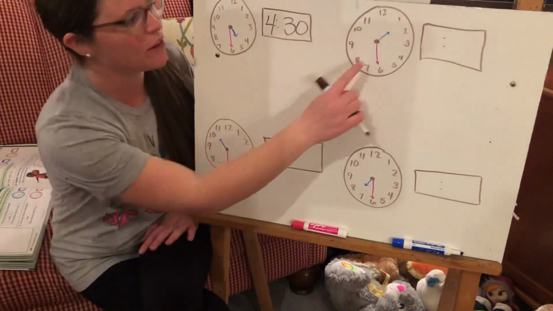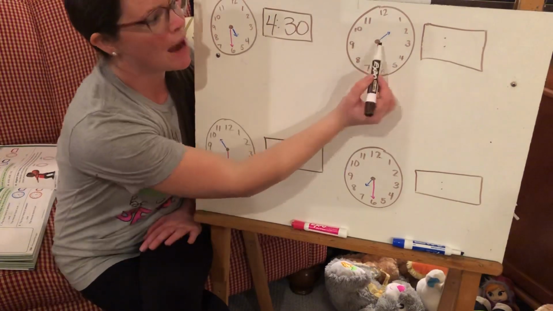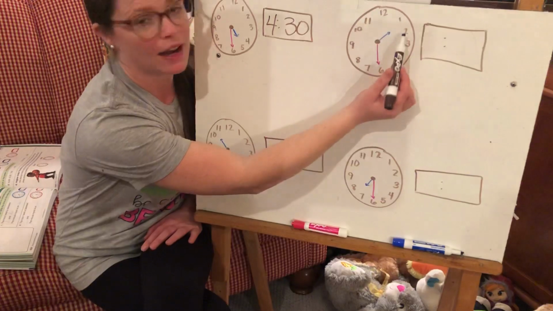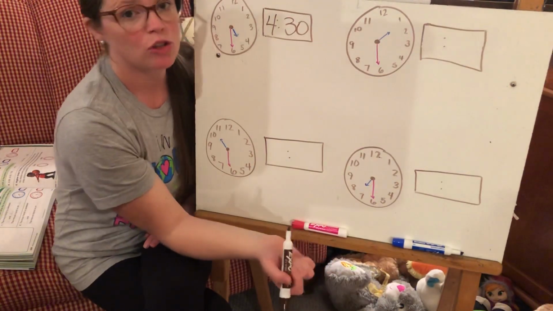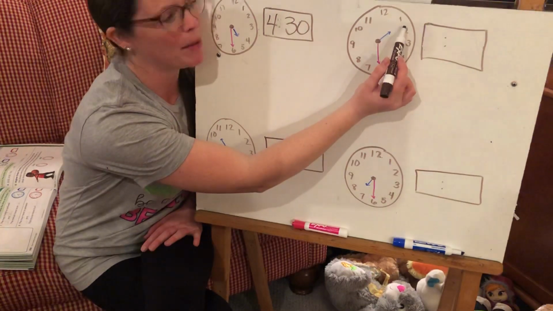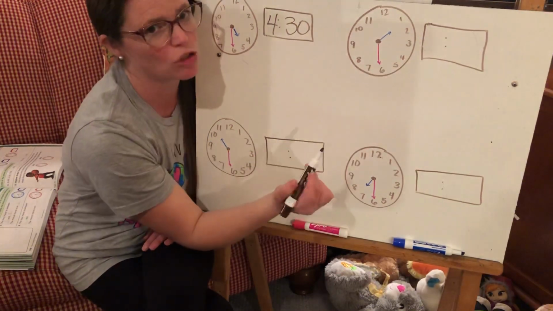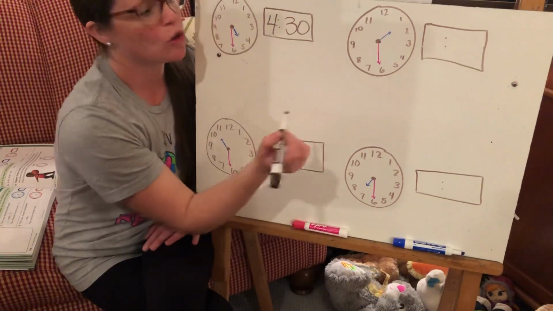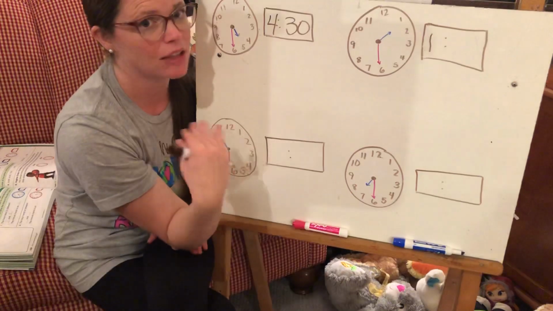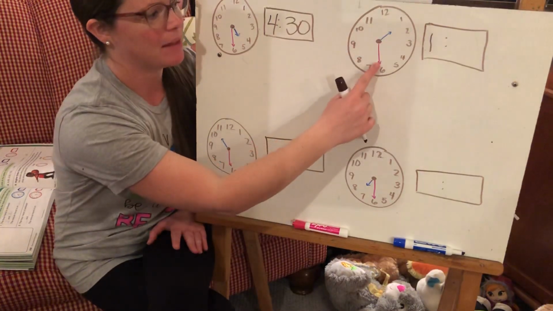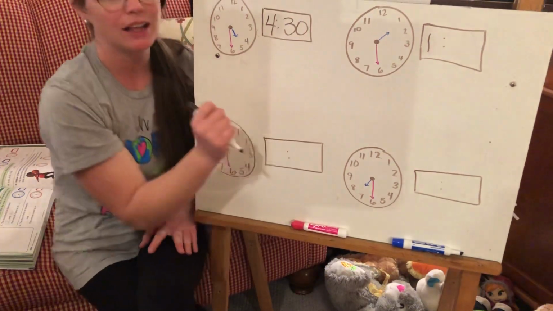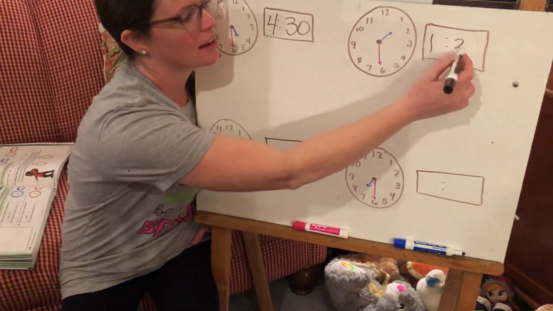All right, so now let's move on to this one. My hour hand is pointing in between the 1 and the 2. So remember, that means that it's in the 1 o'clock hour, but it hasn't quite made it to 2 yet. So we're going to use the number 1 because we are not at 2 yet. And the minute hand is on the 6, so that stands for 30.